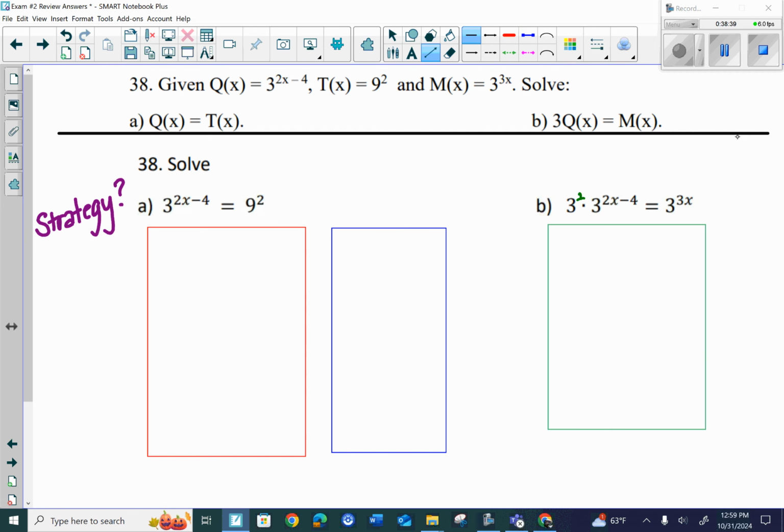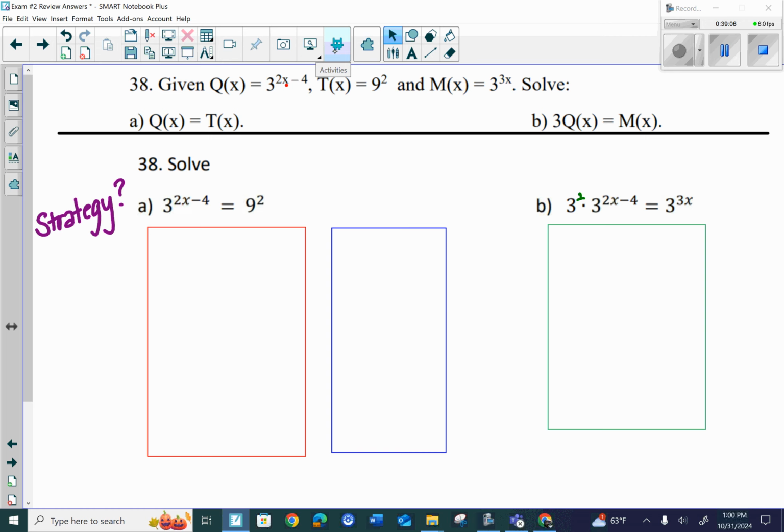Given q of x is equal to that function, t of x is equal to that function, m of x equals that function, solve q of x equals t of x, and then 3 times q of x equals m of x. I rewrote it for my students, and because that's the first thing you do anyway, I put q of x in 3 to the 2x minus 4, and I put t of x in 9 squared. And then I did the same thing over here in part B.